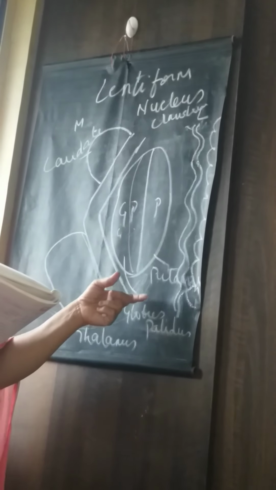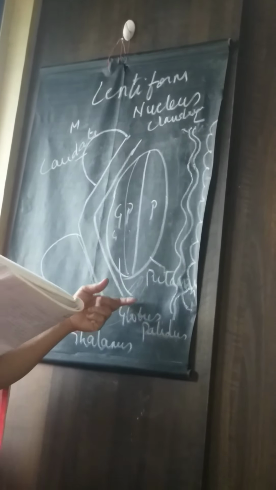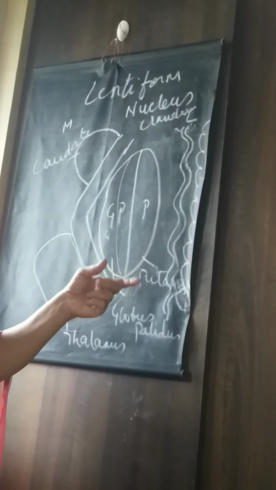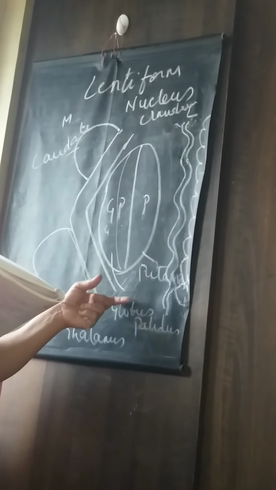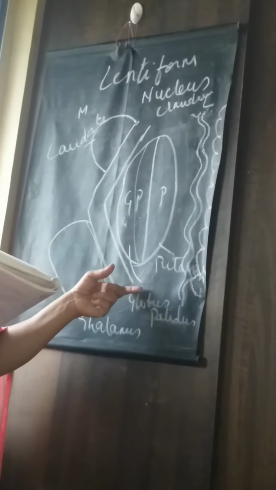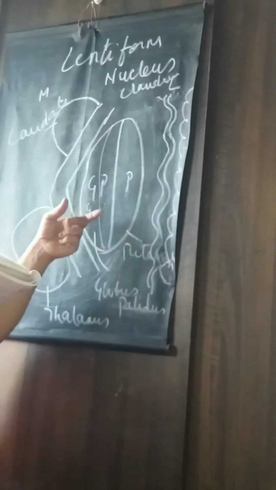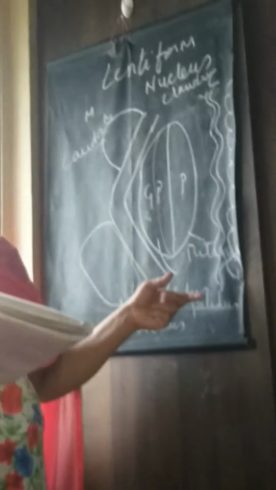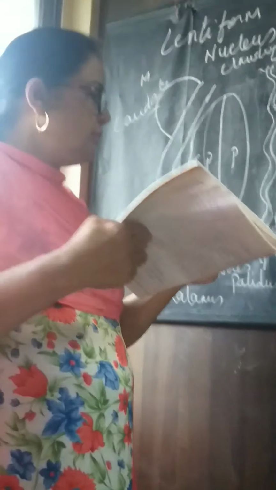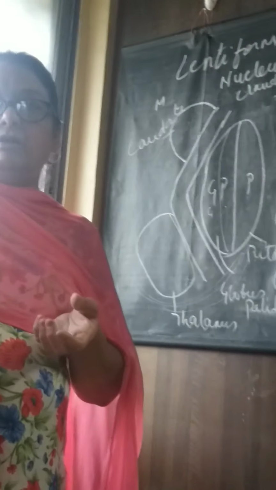It is related to the tail of the caudate nucleus and the inferior horn of the lateral ventricle. Got it? Inferior horn of the lateral ventricle. Okay? So to repeat again, it is related to the sublentiform part of the internal capsule. The optic tract, the tail of the caudate nucleus, and the inferior horn of the lateral ventricle. Okay, so this is the relation of the lentiform nucleus.